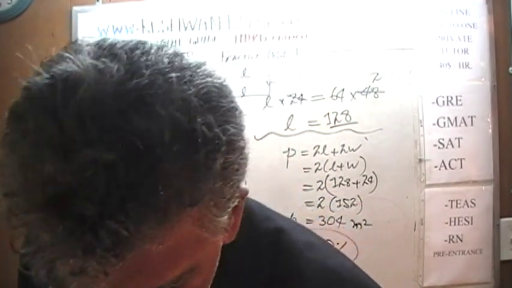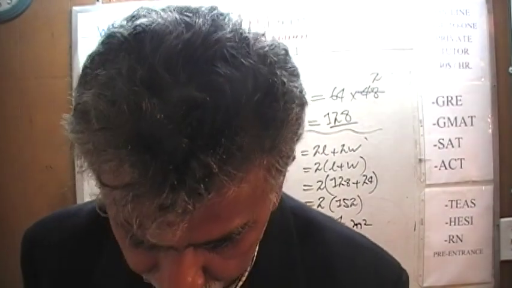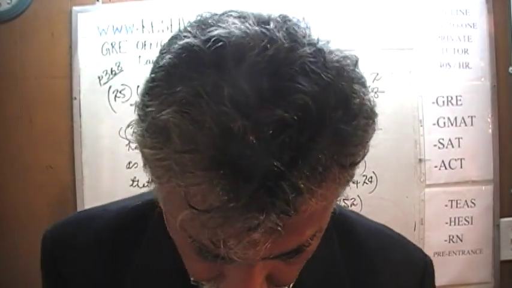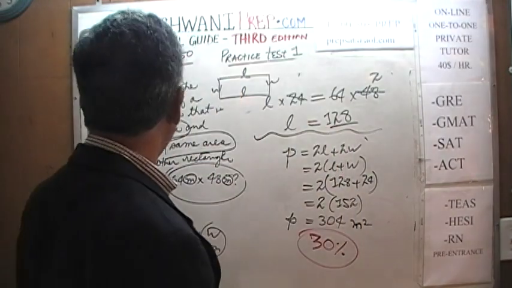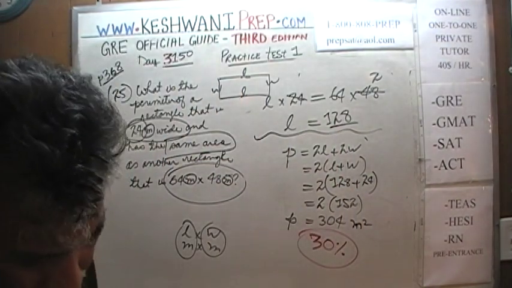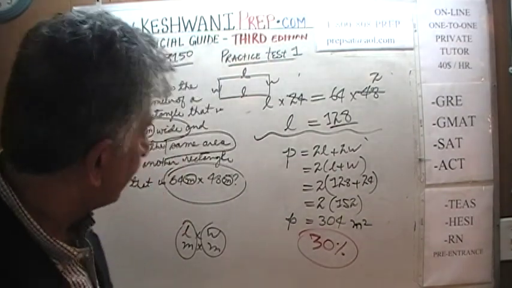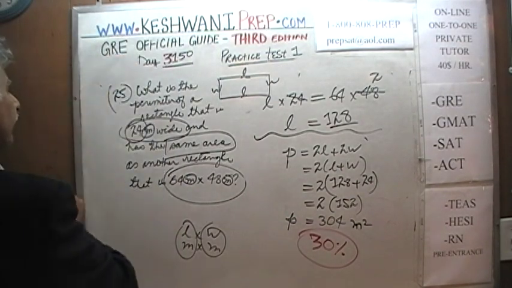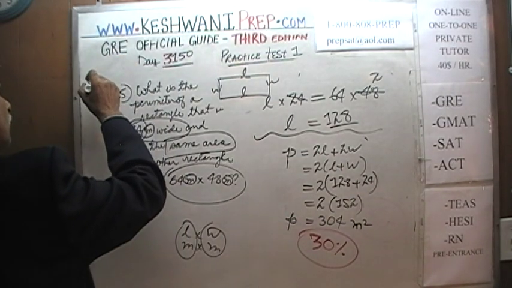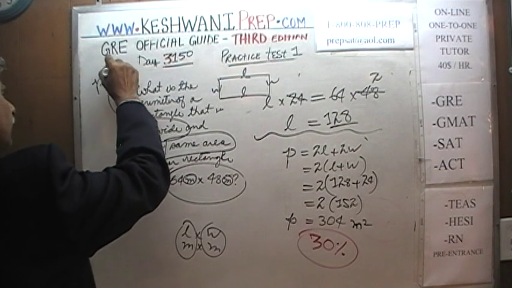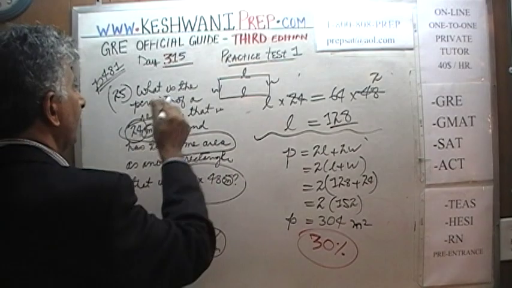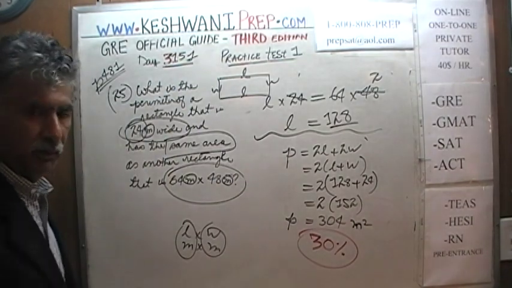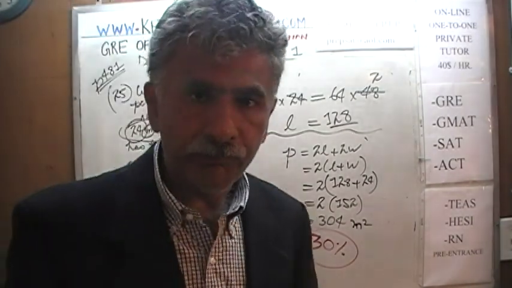What are we going to do tomorrow? As I said before, tomorrow we'll start exam number 2, the first section on exam number 2, which appears on page number 481. Page 481, the very first section in the next exam, is what we're going to pick up tomorrow.